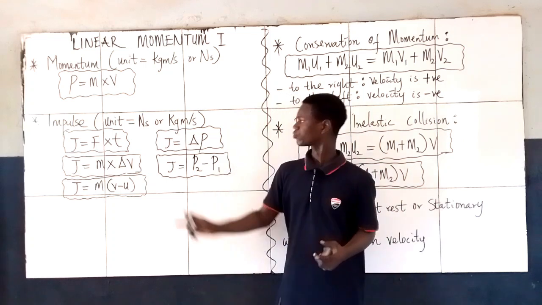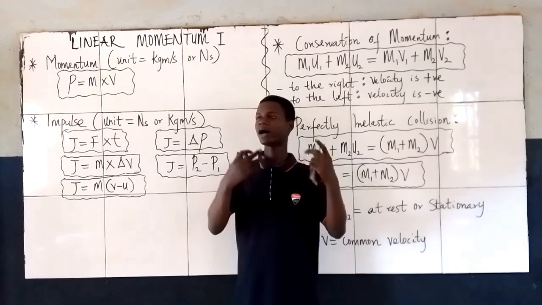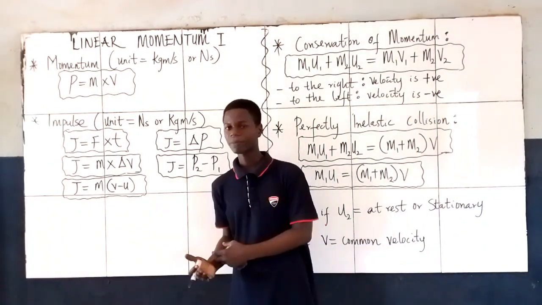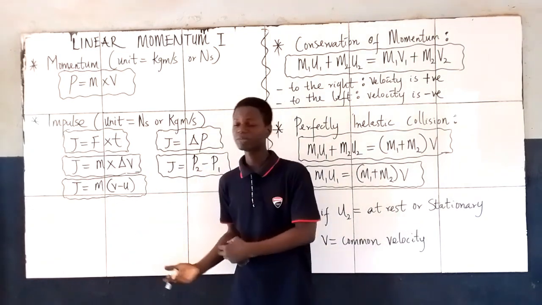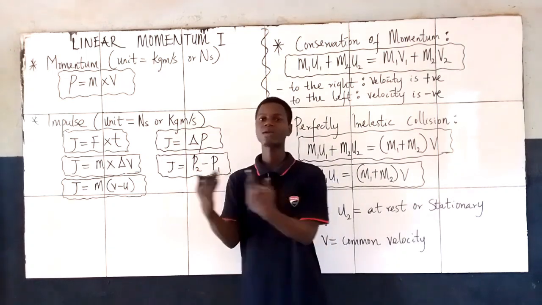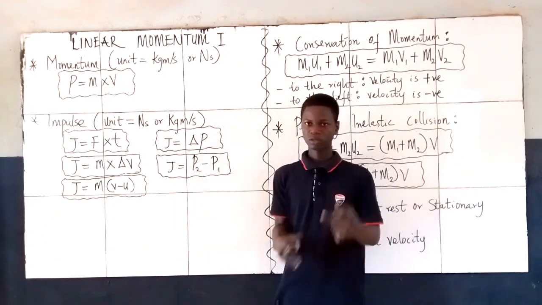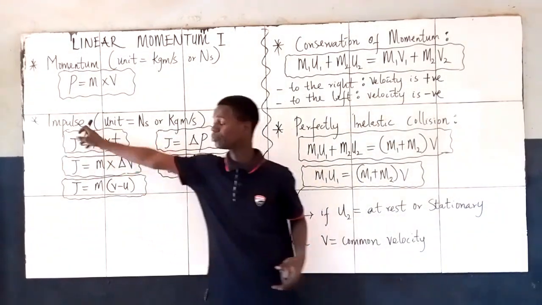Now what if you are given two momenta? Let's say they said the momentum of a body increased from 10 kilogram meter per second to 22 kilogram meter per second. What is the impulse? It's simply 22 minus 10. That's why the formula here is what? Change in momentum. And the answer is what? 12 Newton second. That will give you the impulse.